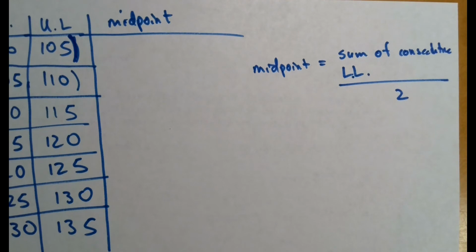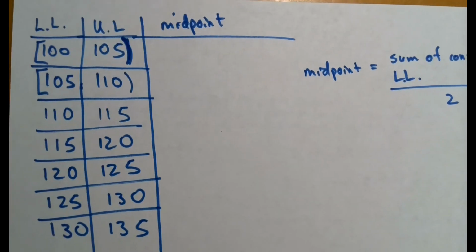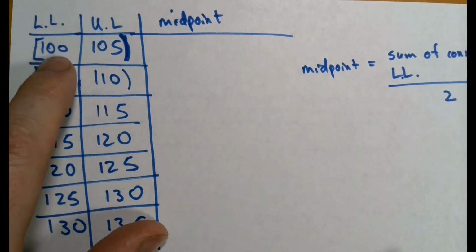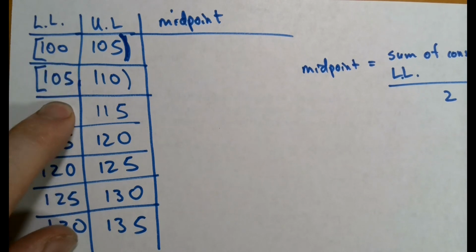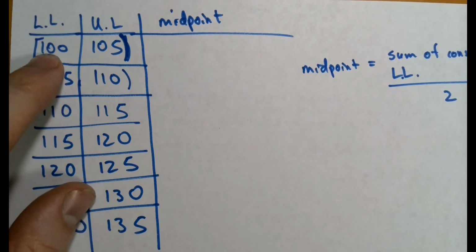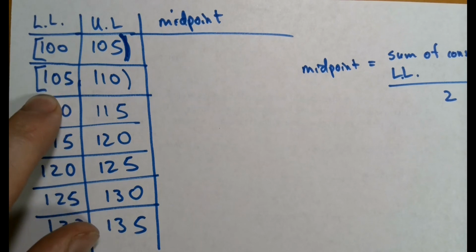What does that mean, right? What is consecutive lower limits? It doesn't even look like I spelled it right, but whatever. Well, consecutive means one after another. So if this is the first lower limit, 100, the next lower limit is 105. That is consecutive to 100. And then 105 to 110, these two are consecutive lower limits.